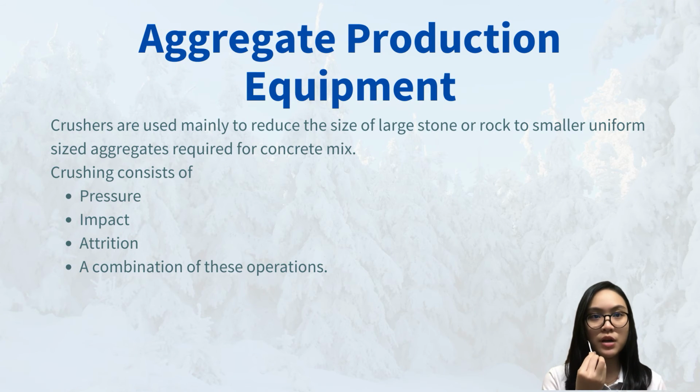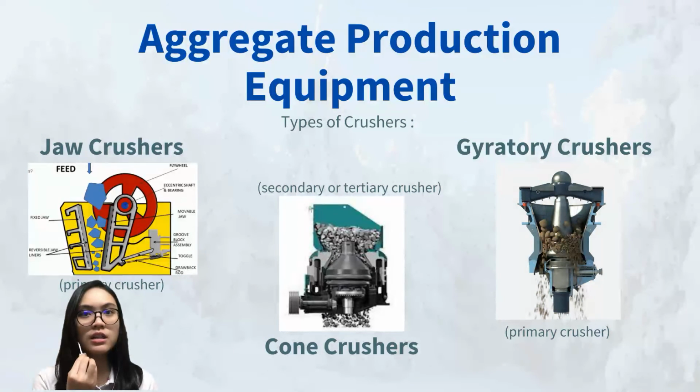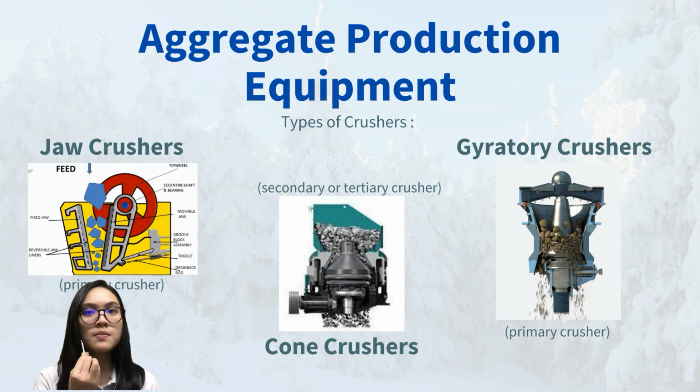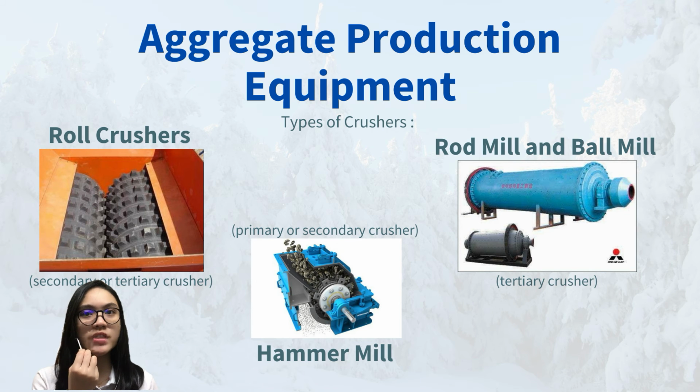Crushing consists of pressure, impact, attrition, and a combination of these operations. There are a few types of crusher. For primary crusher, the term implies that at least 2 stages of crushing are involved. Examples of crusher are jaw crusher and gyratory crusher. Cone crusher and roll crusher are considered as a secondary or tertiary crusher. Hammer mill is a primary or secondary crusher, while the last one, rod mill and ball mill, are a tertiary crusher.